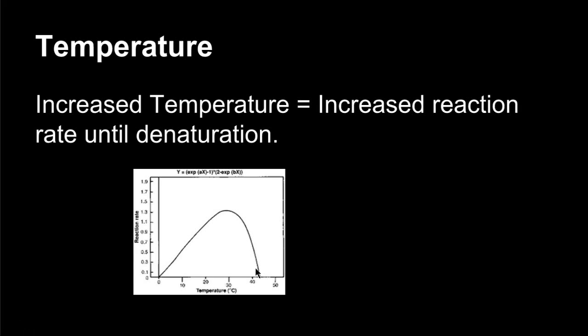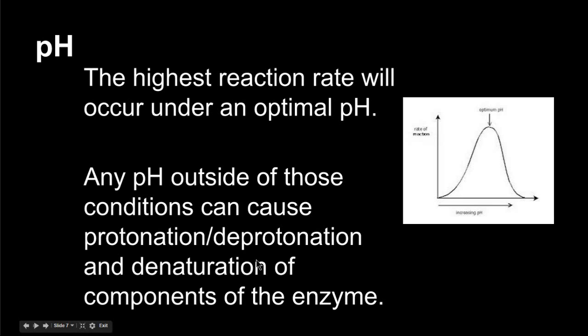It's in the same way as when we denature an egg, right? We heat it so hot that the proteins are completely denatured. Well, the same thing is going to happen with an enzyme when we put it at some temperature. So a little bit different type of reaction rate graph we get with temperature.